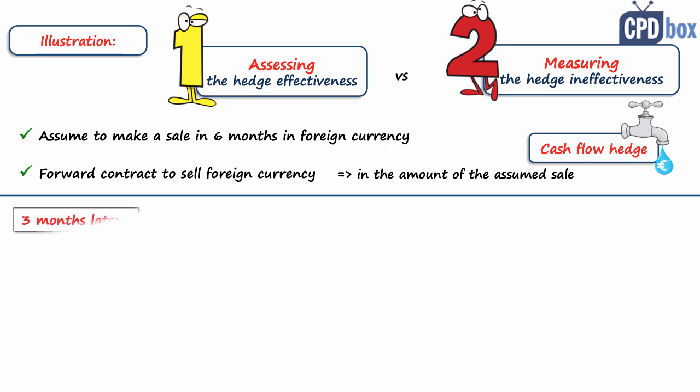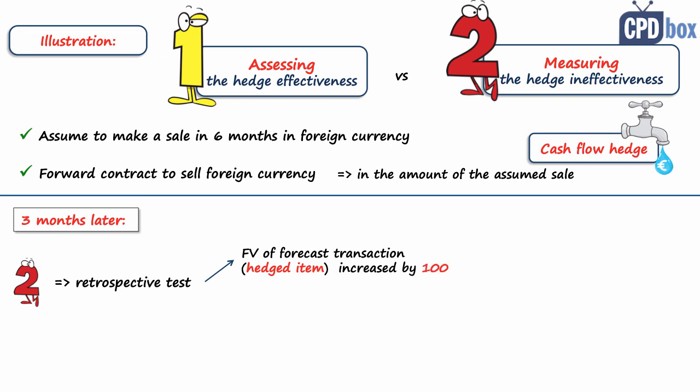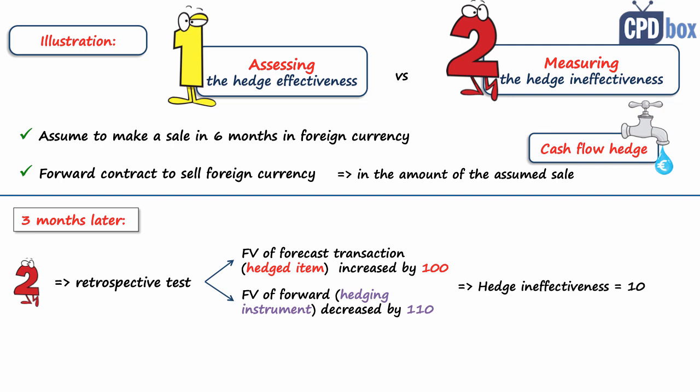Well, let's say that 3 months later, we have the reporting date. So you measure that the fair value of the forecast transaction increased by 100 and the fair value of the hedging instrument decreased by 110. Well, I just made it up. So you just measure the hedge ineffectiveness. It is 10 because the fair value change of the forward was by 10 higher than the fair value change of the forecast sale. So you book these 10 in profit or loss and 100 in other comprehensive income.